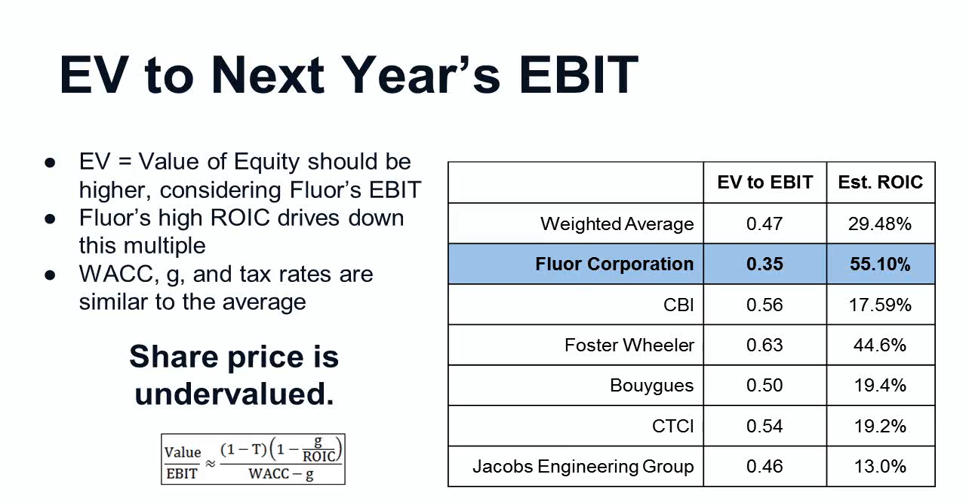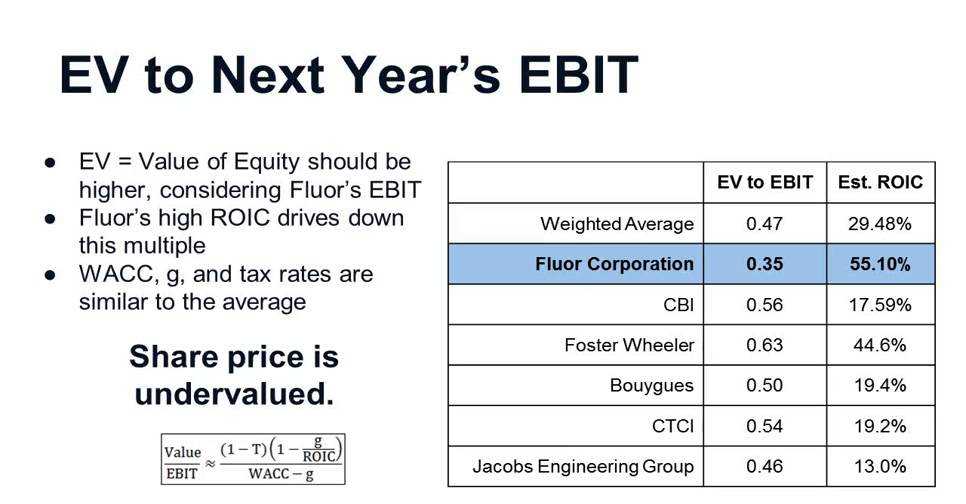This is largely because Fluor has the highest ROIC of its peers at a value of 55.1% compared to the industry average of 29.48%. Furthermore, since Fluor currently has one of the highest spreads in the industry, we can infer that Fluor is doing a better job at creating value than most of its competitors. Fluor's growth rate, WACC, and tax rates were all near the average, so it didn't really add much to report from here. Fluor's high ROIC is really what drives down the EV to EBIT multiple.